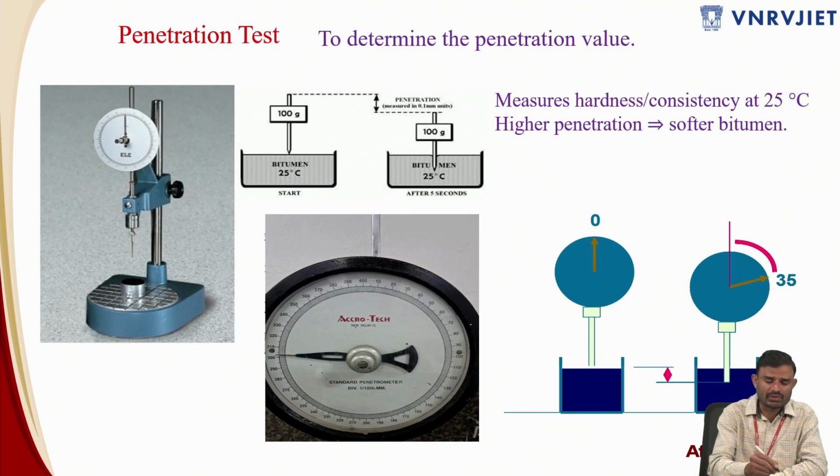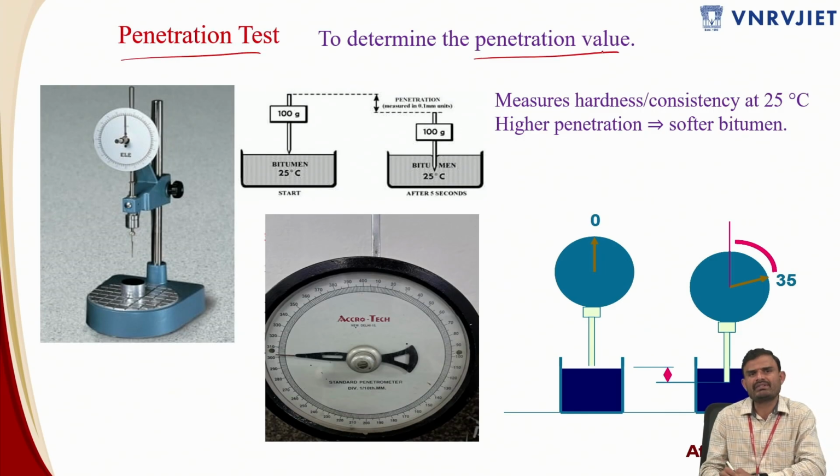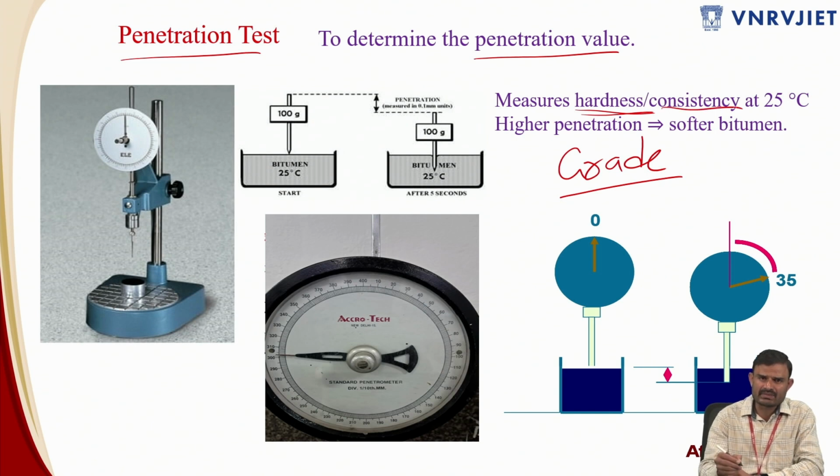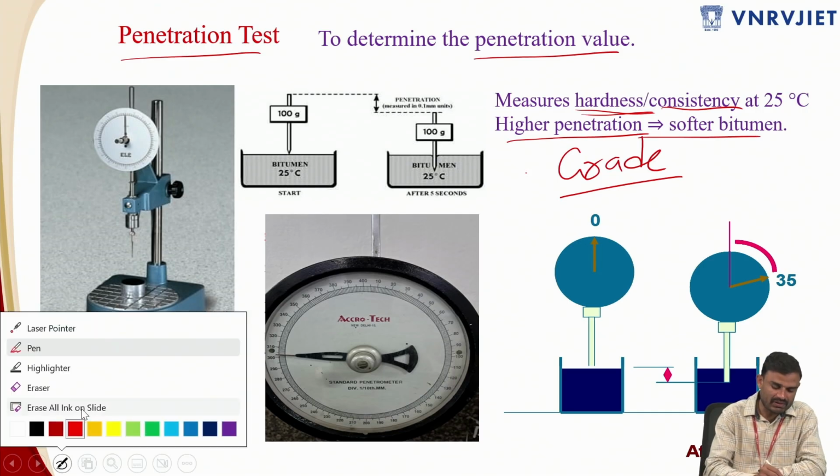The first test we are going to look into is the penetration test. The aim of this test is to find out the penetration value of the given bitumen sample. The core property you get by the end of this test is the hardness or the softness of the bitumen. Simply, you can find out the grade of the bitumen. It is a consistency parameter. Higher penetration means softer bitumen, which we'll look into later.